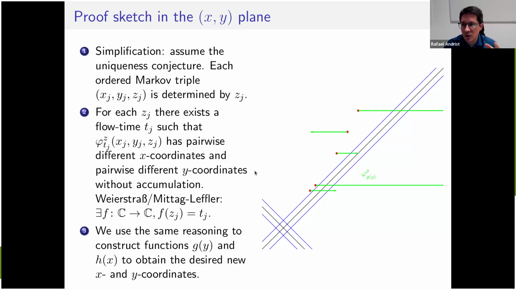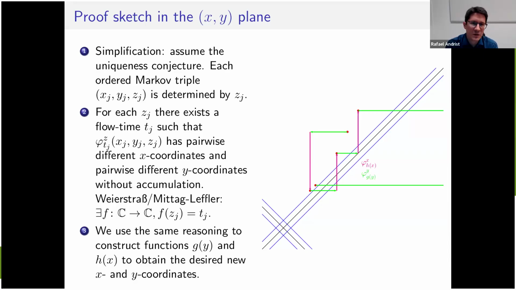Phi y keeps the y-coordinate fixed, so I can adjust the x-coordinate. So I just move all the points to the new x-coordinates that I want to have. And then in the end, I use phi x to adjust the y-coordinate and move them to the new points. And then in the end, I conjugate back with phi z, and then all the points will go to the original Markov triples, but they have now been permuted accordingly.